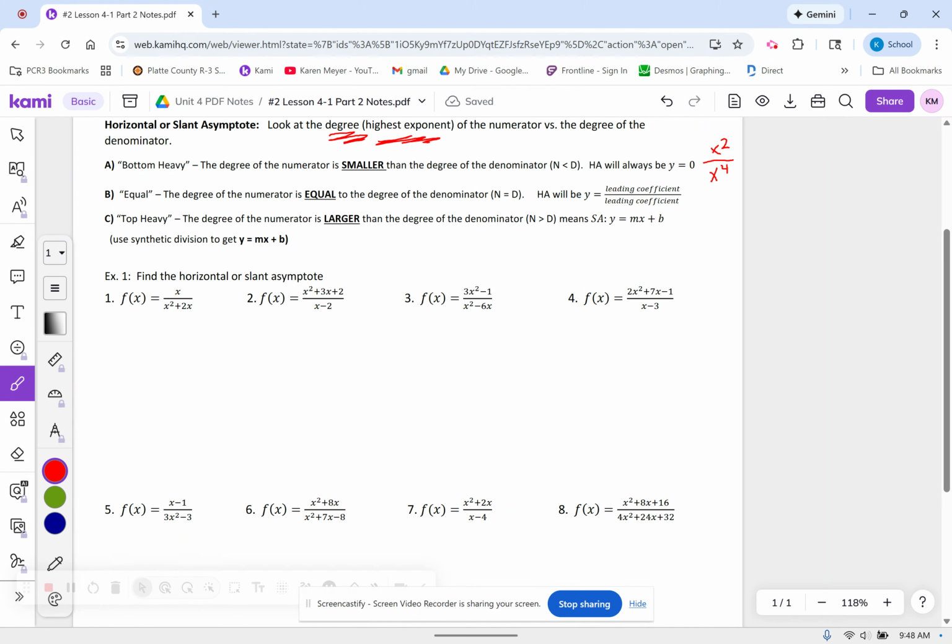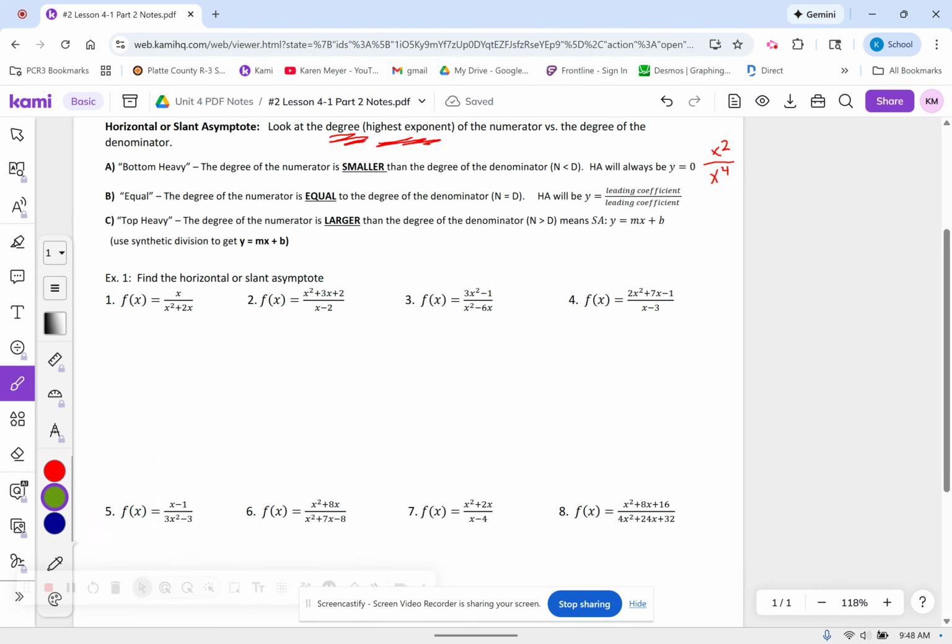I do have HA written right here. HA is for horizontal. So it is a horizontal one. And the good news is that it is always, always, always going to give you the answer of y equals 0. So there's not even any calculations, any kind of work, anything you have to do to it. If it's bottom heavy, it's an HA, and it's always going to be 0.